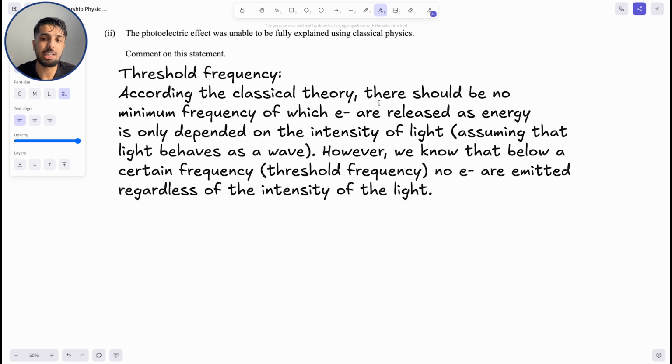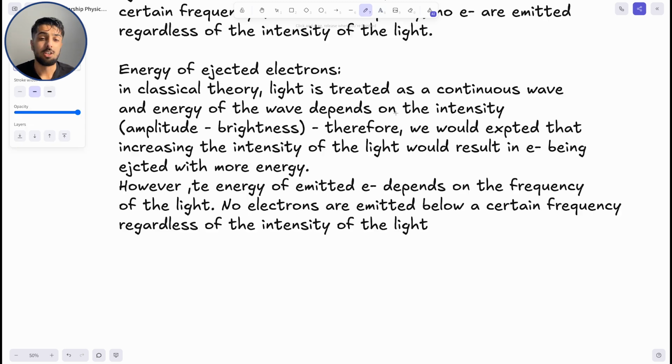According to classical theory, there should be no minimum frequency of which electrons are released, as the energy of the light is dependent on the intensity, assuming that light purely behaves as a wave. However, we know that below a certain frequency, which is the threshold frequency, no electrons are emitted regardless of the intensity of the light. So now for the energy of ejected electrons.